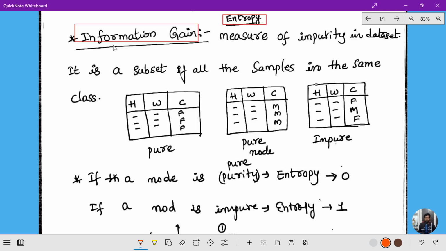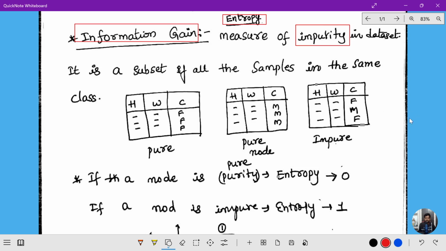Now observe what the meaning of information gain is. It is nothing but a measurement of impurity. We are going to measure whether the data is pure or not. If it is pure, it is going to give the value 0, otherwise it will give the value 1. So in information gain, we measure the impurity in the data set. It is a subset of all samples in the same class.